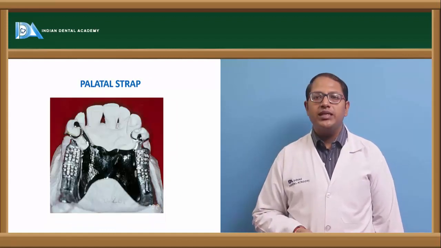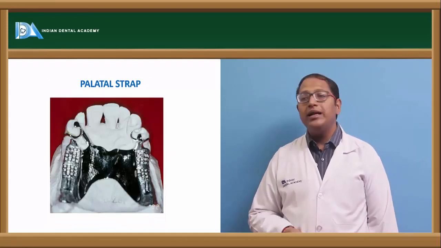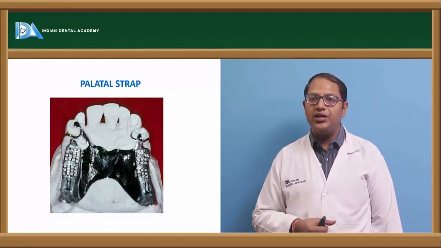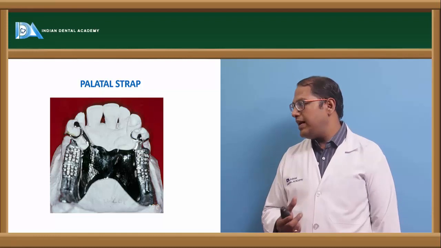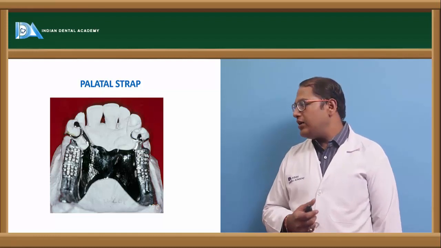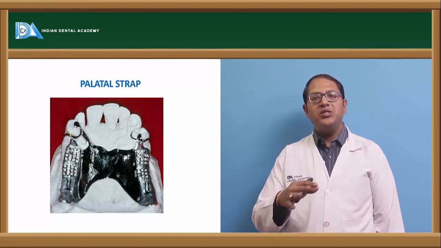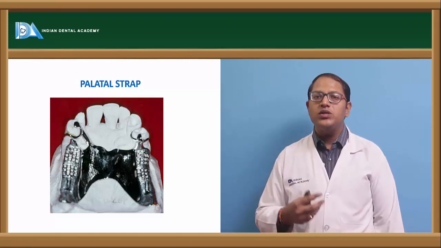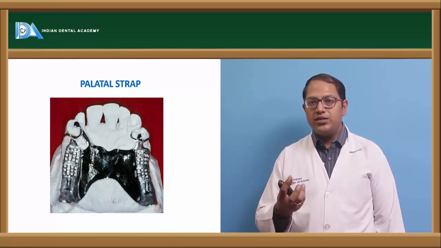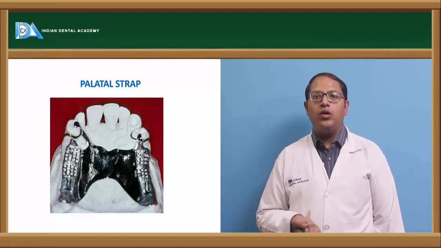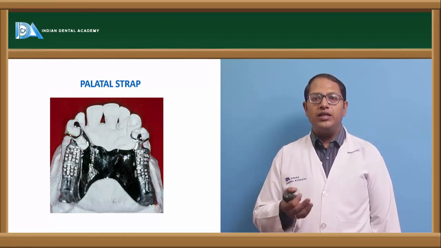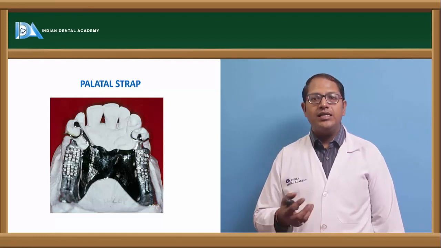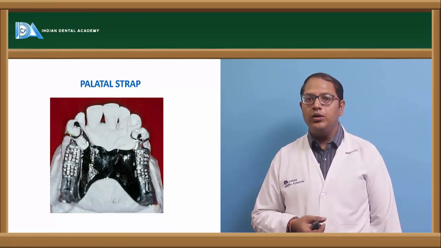Coming to the next one, there is a palatal strap. Now, what is a palatal strap? You can see a large area is being covered with this kind of major connector, and we can also appreciate that it is in 3 different planes. Those 3 different planes are the palatal vault of the palate, the vertical and lateral slopes of the palate, and the sagittal or the anterior slope of the palate.